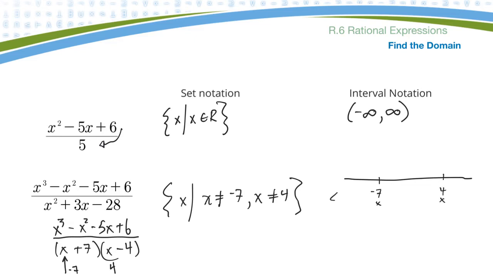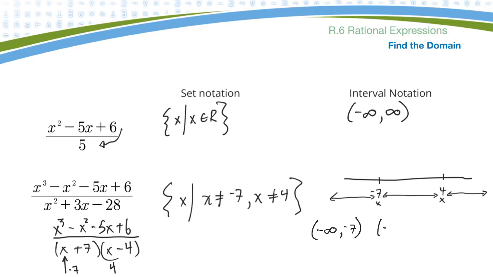So I'd have to indicate an interval up to negative 7, then from negative 7 to positive 4, and finally from 4 up. So I would write that as, I could say from negative infinity all the way up to negative 7, not including negative 7. That's what the curly brackets are.